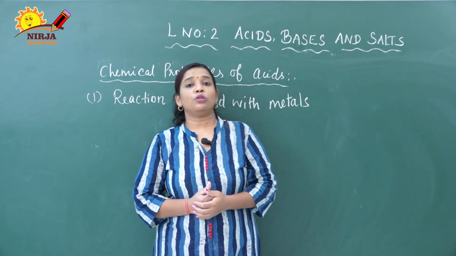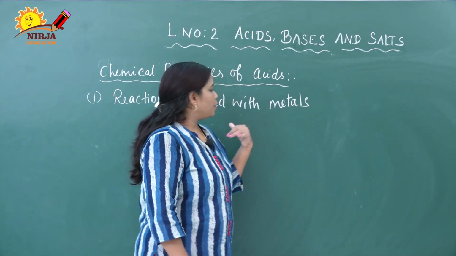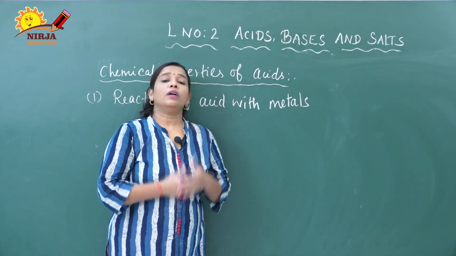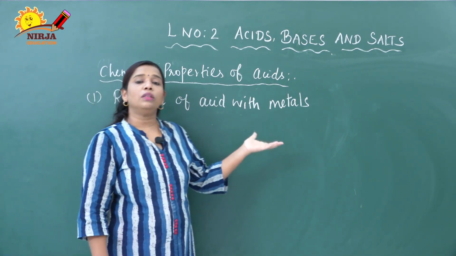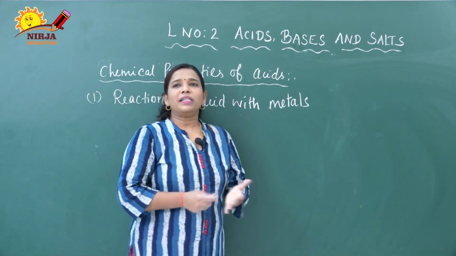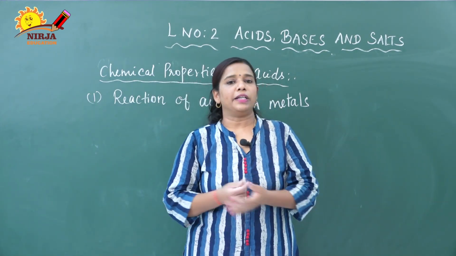In this session, we are going to discuss the chemical properties of acids. Now, first we are going to discuss the chemical properties of acid. The first property is the reaction of an acid with metals. Metals react with dilute acid to form salt and hydrogen gas.